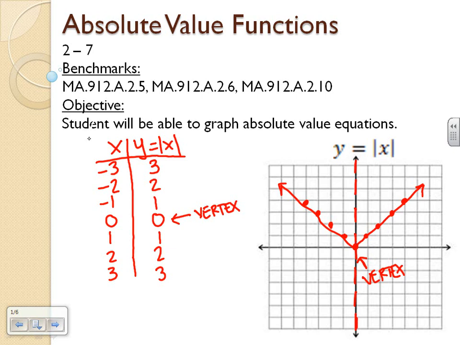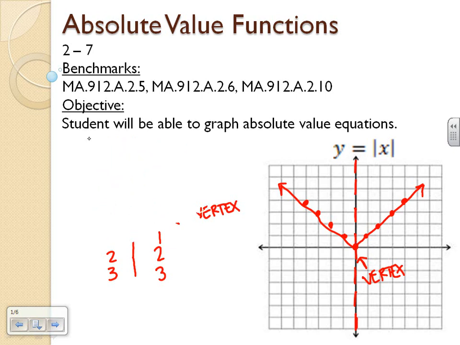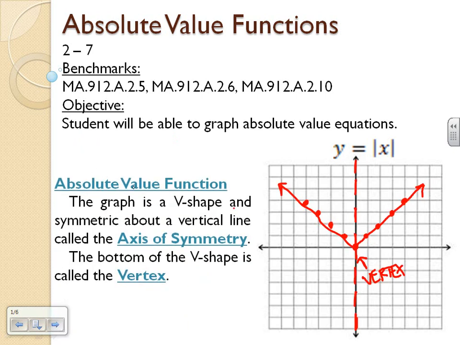Okay, so let's look at some vocabulary words. So the absolute value function is the graph. The graph is a V shape and symmetric about a vertical line. That vertical line is called your axis of symmetry. The bottom of the V shape is called your vertex. So every graph will have 3 components to it: the vertex, the axis of symmetry, and the V shape created from the absolute value.